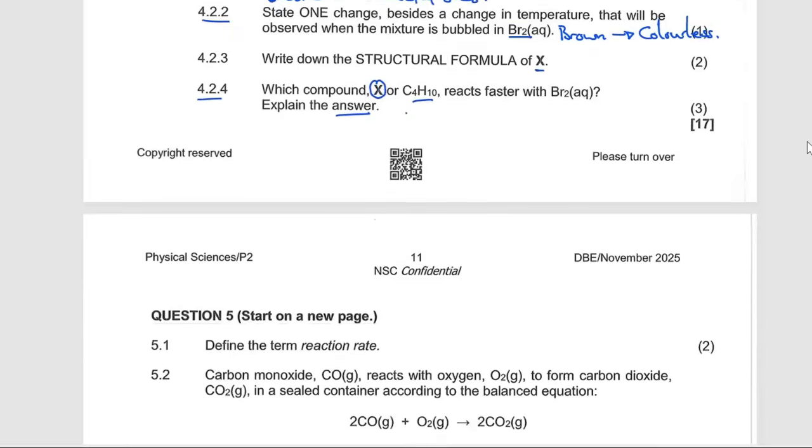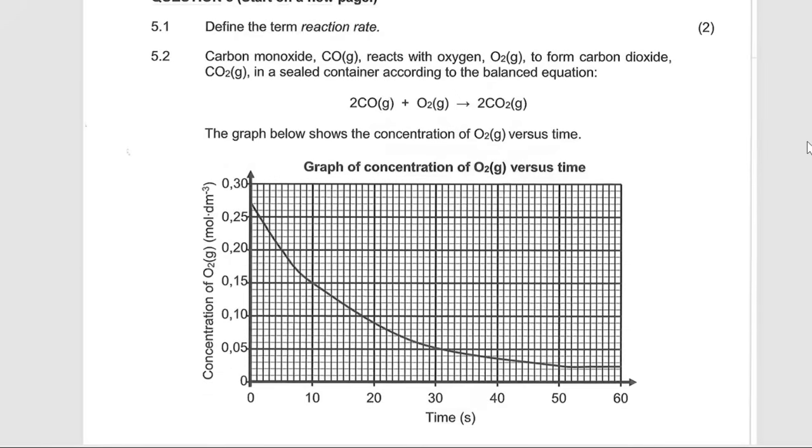Now moving on to question 5.1. Question 5.1 is define the term reaction rate, right? So reaction rate is the change in concentration of products or reactants per unit time. I'm going to say per unit time, like that, right?